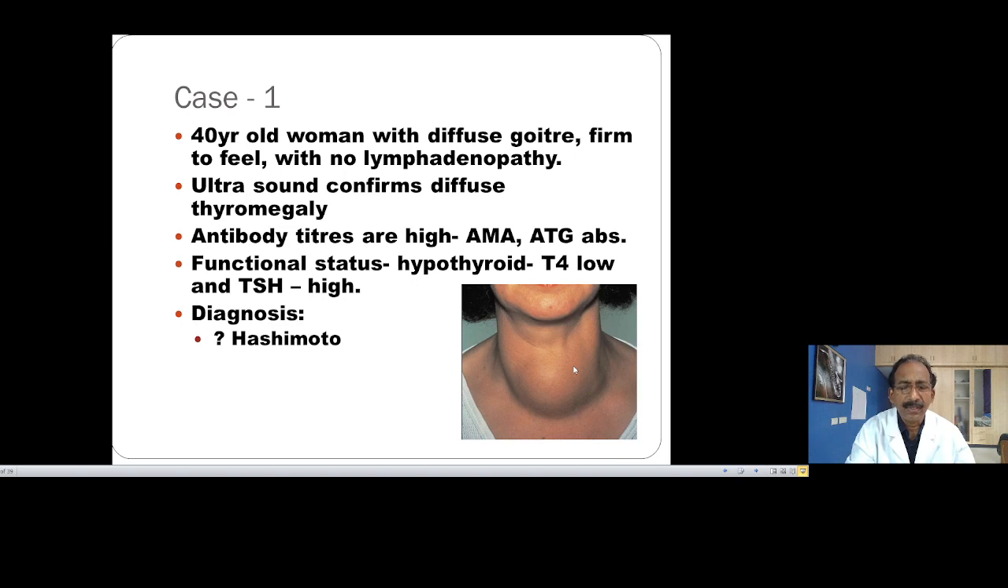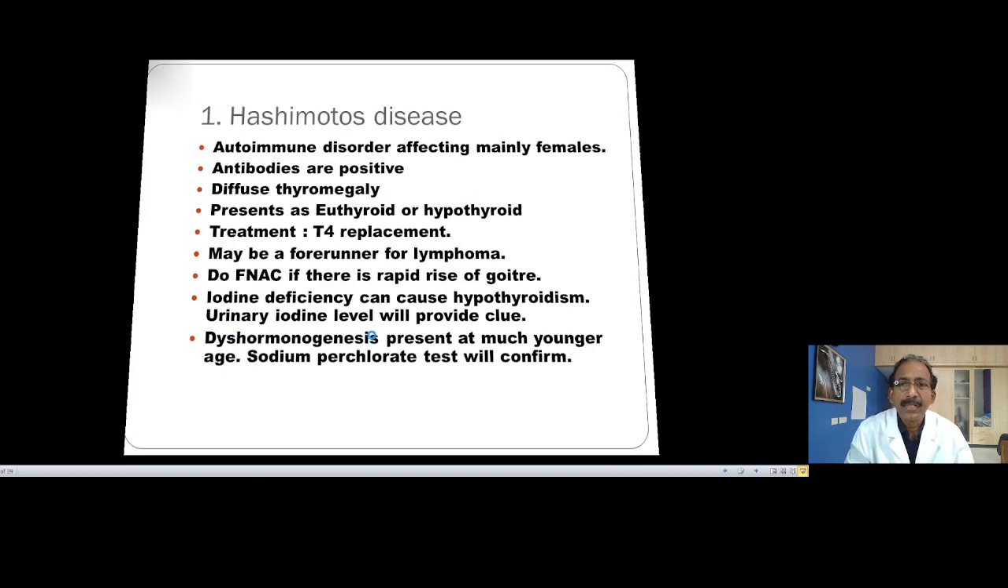It's Hashimoto's, straight, or just iodine deficiency, or hormonal dysgenesis. So all three are possible. But hormonal dysgenesis is very unlikely because it's a congenital defect of the enzymes handling thyroid hormone synthesis, and you do a perchlorate test to confirm it. So there are two different types of possibilities.